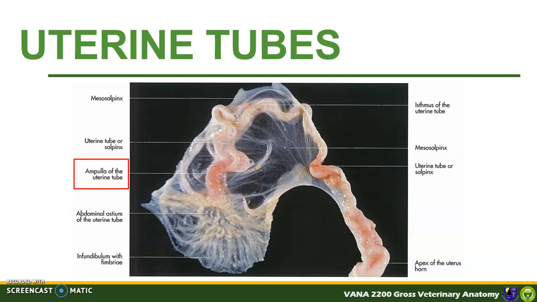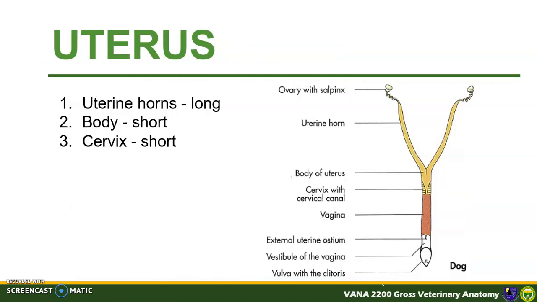The ampulla is the thickened part of the uterine tube as you can see here. This is the actual site of fertilization. And the isthmus is the narrower part and more convoluted distal part of the tube. The entire uterine tube is being held by the mesosalpinx.